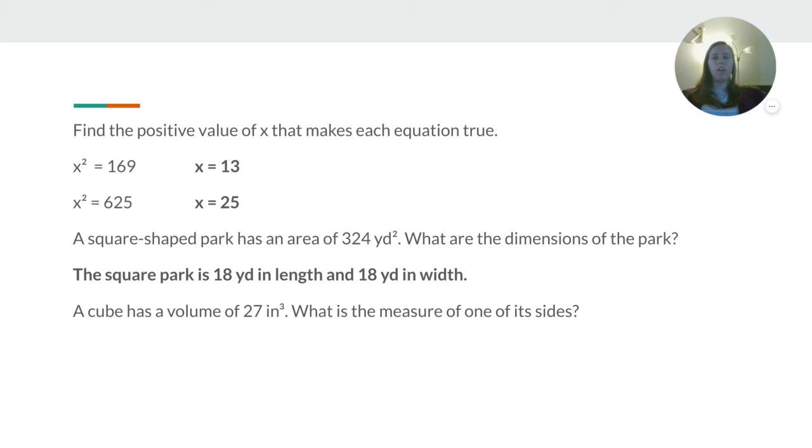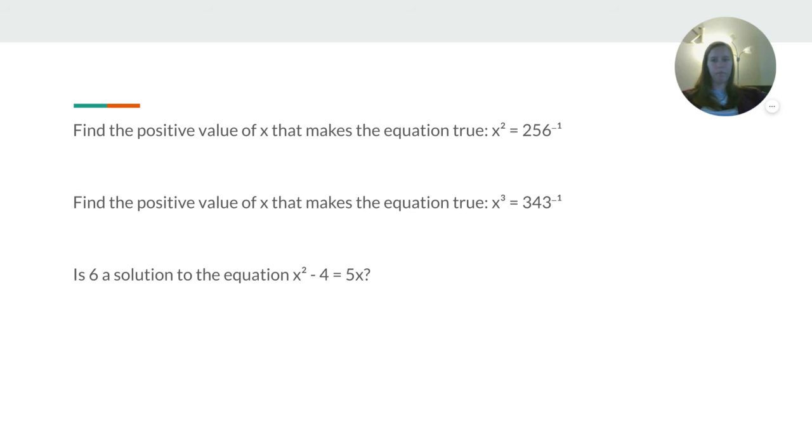Now a cube. So a cube has a volume of 27 inches cubed. What is the measure of one of its sides? If it's a cube, they're all the same measure. So what times what times what is 27? That's going to be 3. 3 times 3 is 9. 9 times 3 is 27. So just another example there. So 13 squared equals 169, 25 squared equals 625, 18 squared equals 324, and 3 cubed equals 27.